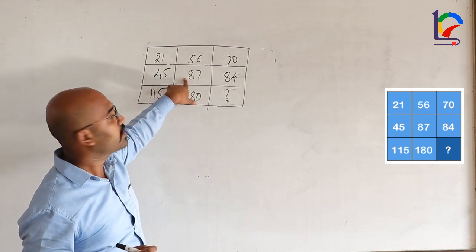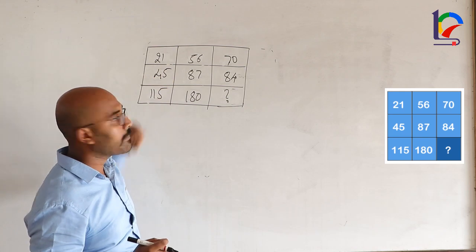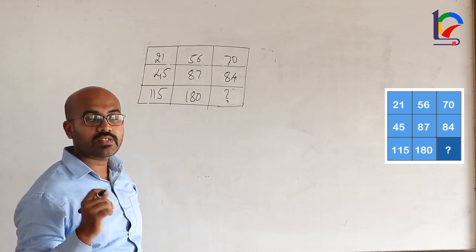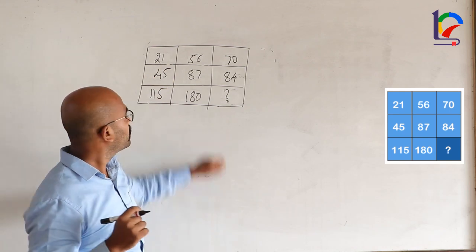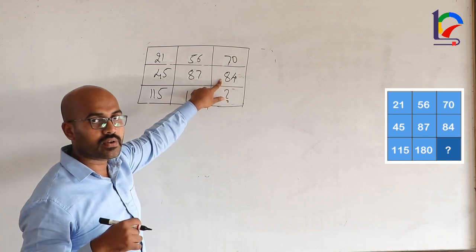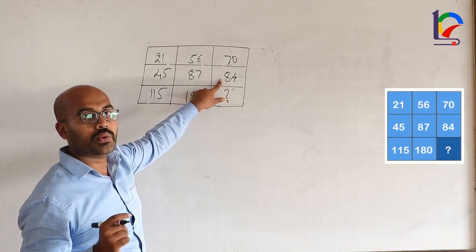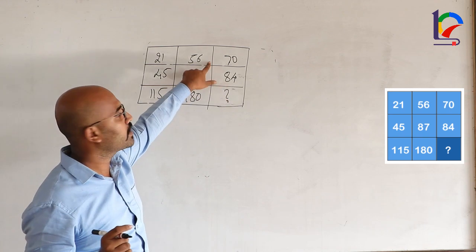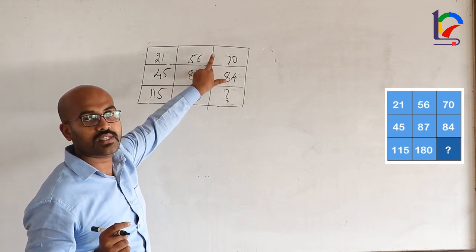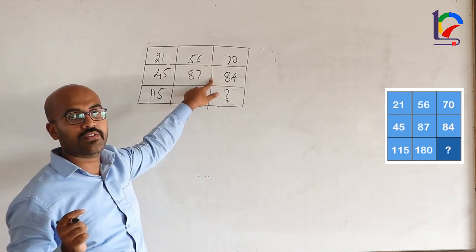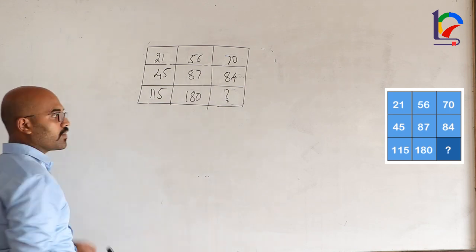45 and 87. So 87 minus 45. 87 minus 45 is 42. So is 84 related to 42? Yes, because 42 into 2 is 84. Here we got 35. 35 into 2 is 70. Similarly, 42 into 2 is 84.